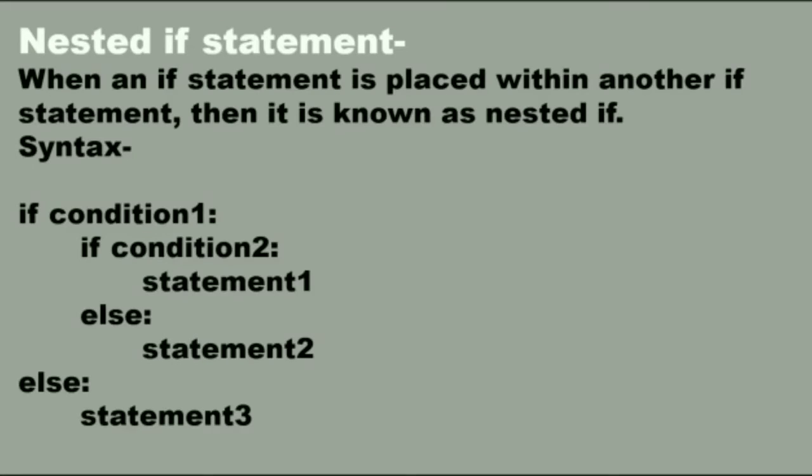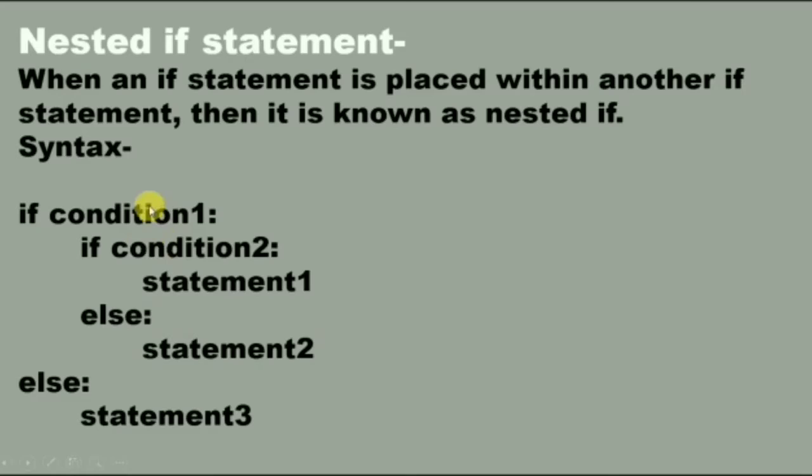Next, nested if statement. Nesting simply means placing one thing inside another. So nested if statement means that you are placing one if statement inside another if statement. This is how it looks like. If this is the condition, condition 1. Now if this condition is true, then we are writing another if construct within this. If condition true, statement 1, then else. Now this else is the part of this if statement, else and statement 2.